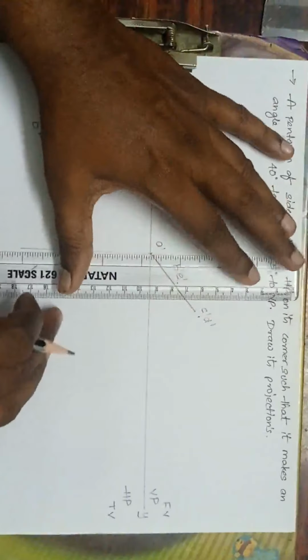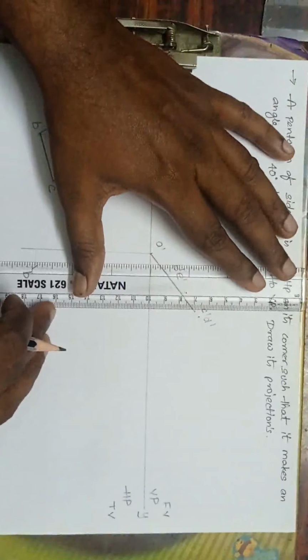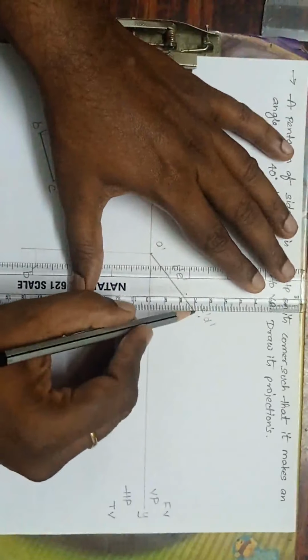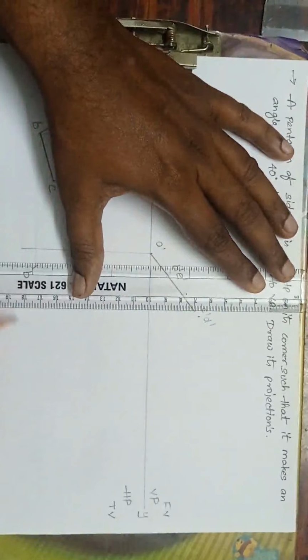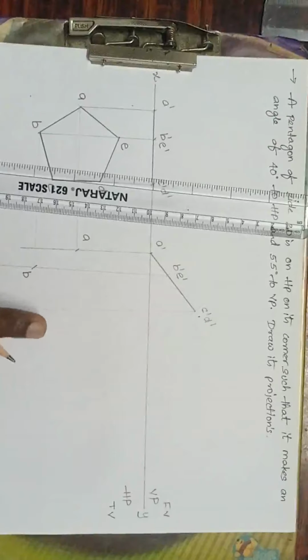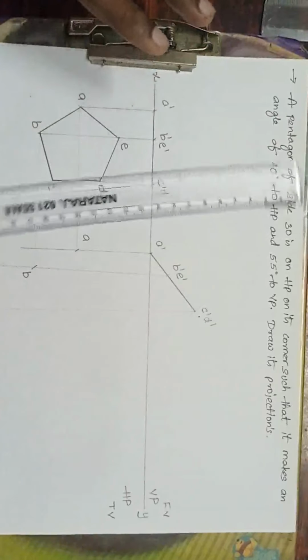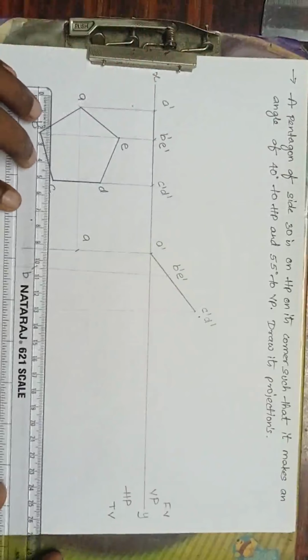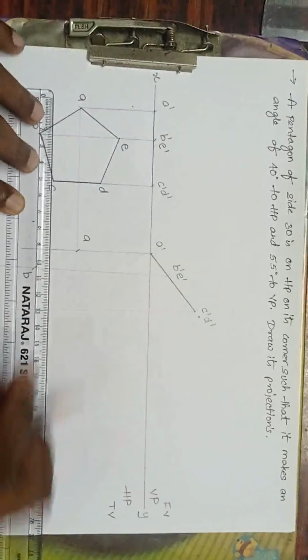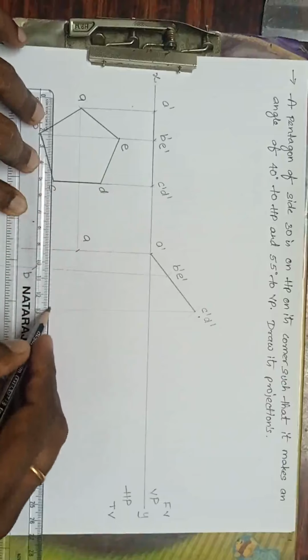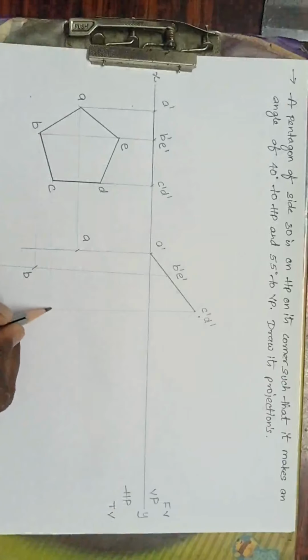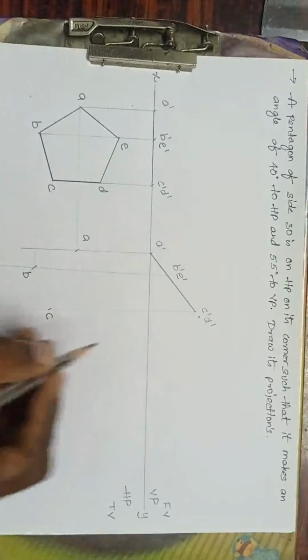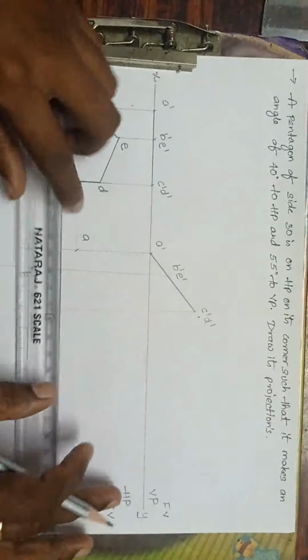Now from C dash, from the front view, drop the perpendicular line. Line should be very, very light. These are projectors. Projectors should be very, very light. Now from C, okay, the meeting point is what? This is point C.